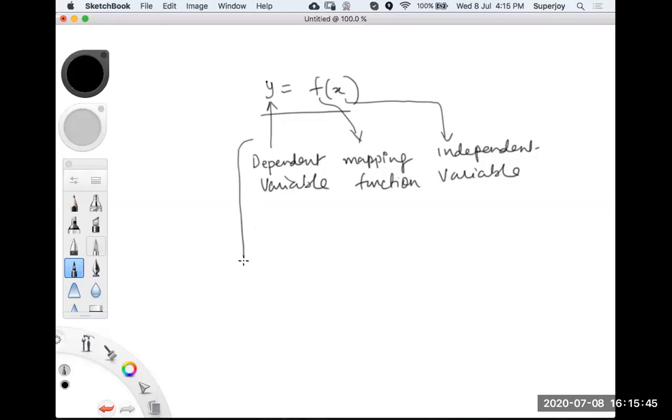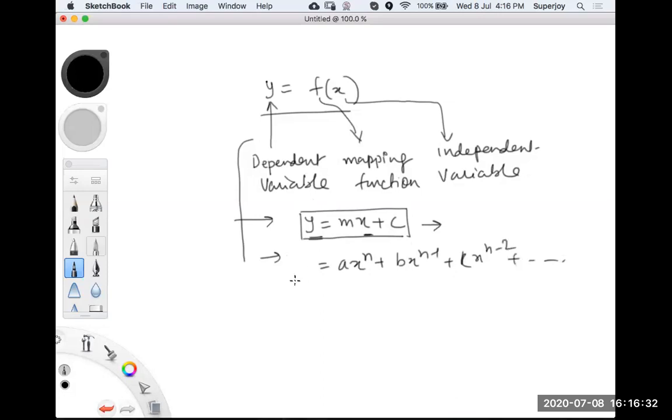Now I can take a couple of examples from your mathematics, following this relationship between x, y and f. You are very well acquainted with the equation y = mx + c. This is a kind of mapping function, showing how x and y are related to each other, right? This is the equation of a straight line. So this is one example of a real equation here. There were also equations such as ax^n + bx^(n-1) + cx^(n-2), and so on.